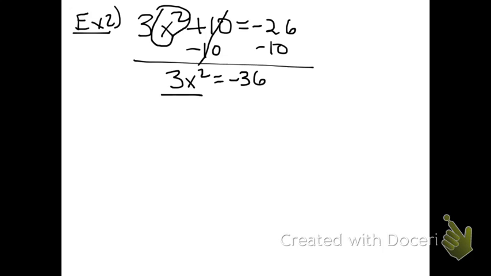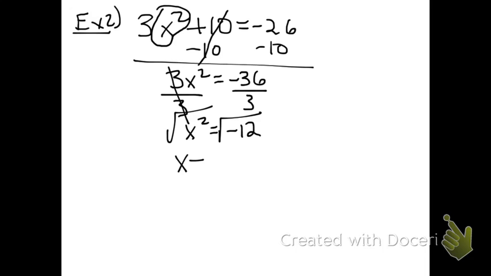Now I'm going to divide everything by 3, and if I do that, I'm going to be left with x squared on the left, and -36 divided by 3 is -12. Now I'm ready to square root both sides, and I get x equals, just like before, plus or minus the square root of -12. However, now I have the tools I need in order to simplify when the square root is negative. So I'm going to poke the i out, so I get plus or minus i square root of 12.